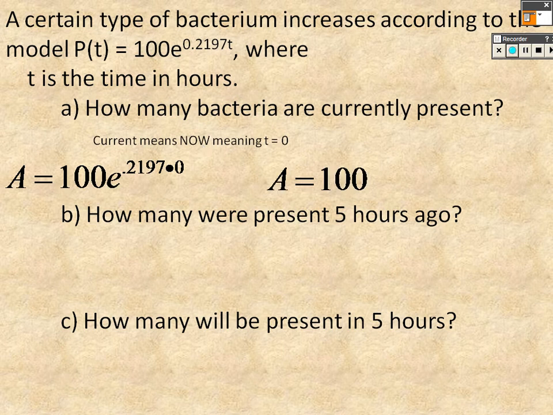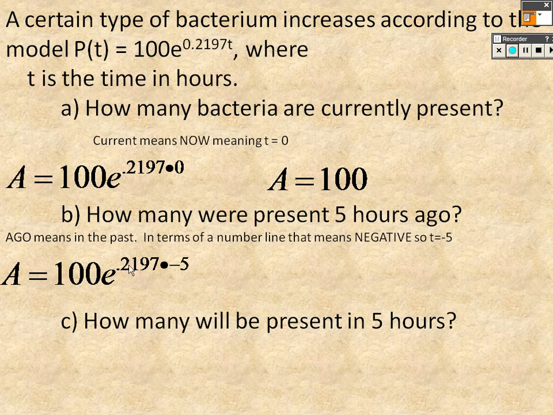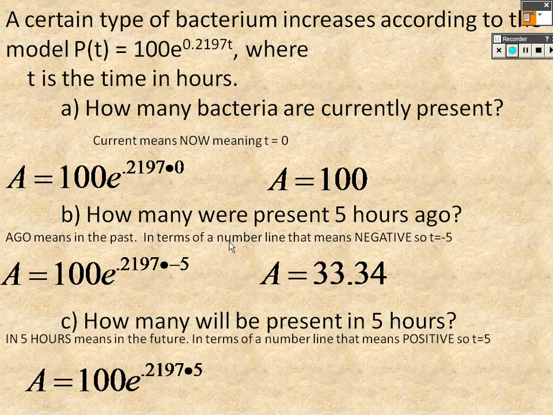How many will be present 5 years ago? Okay, so 5 years ago meaning -5. What happened 5 years ago? So now I'm plugging in a -5. This is telling me that 5 years ago there was only 33.34 bacteria located in that area, and how many will be present in 5 hours? So for 5 hours, it's a +5 that gets plugged in there instead, and there'll be 299.97.